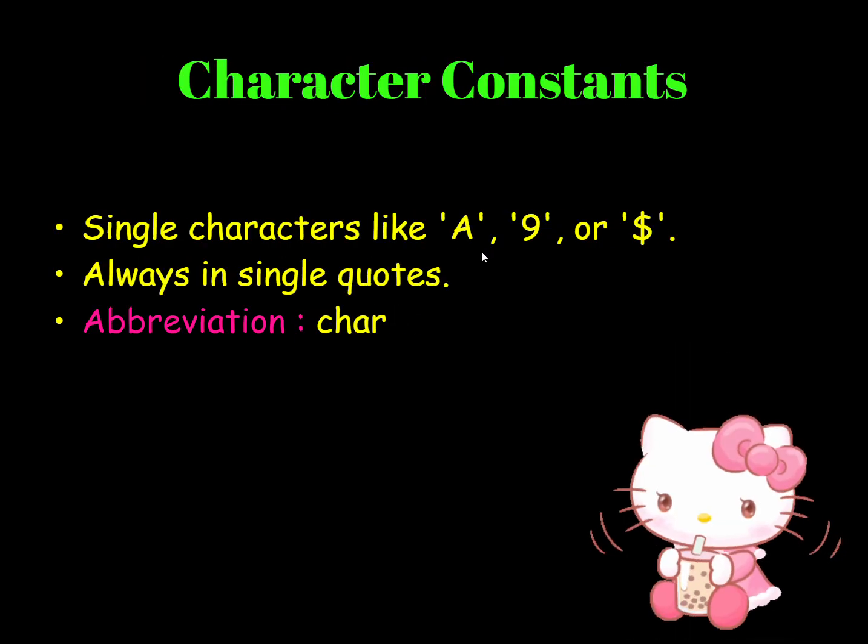So now character constants. Character constants contain single characters like maybe a dollar sign, A, or probably 9 or something. They're always in single quotes, and normally character constants are not really used, but if they are used, then the abbreviation is CHAR. Very simple, it's from the word character. You see the first 4 letters, it's taken from there.